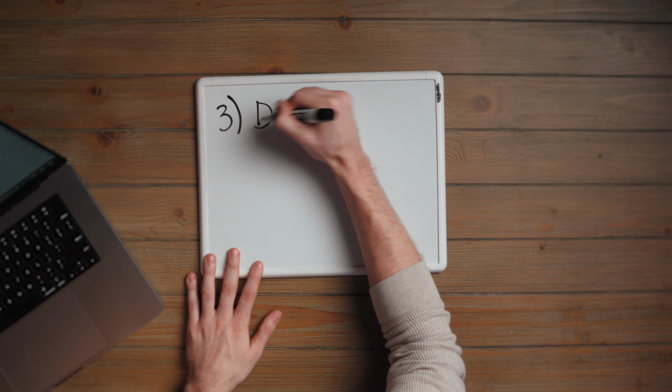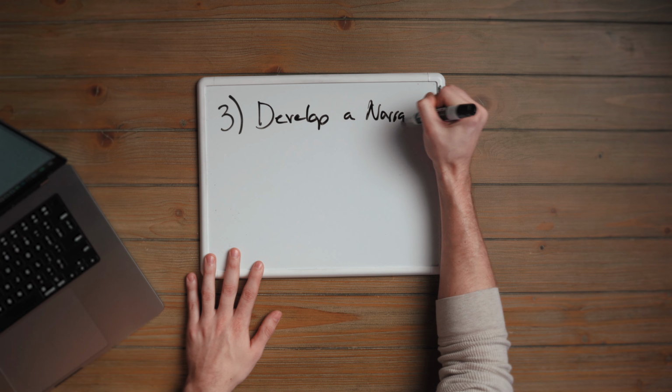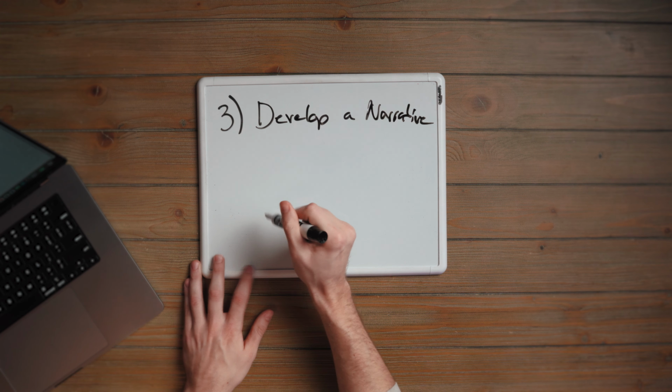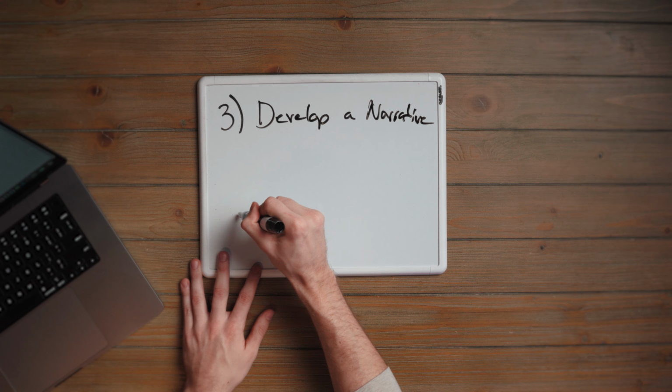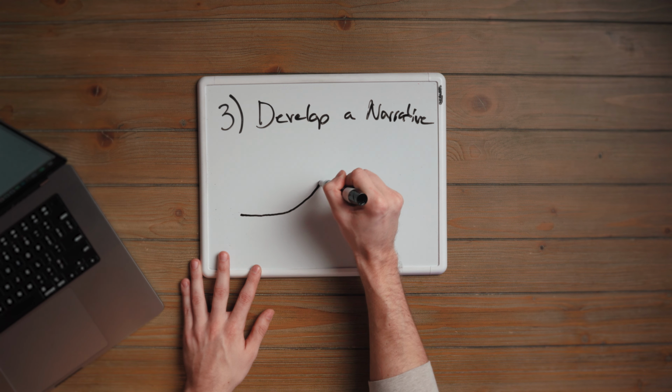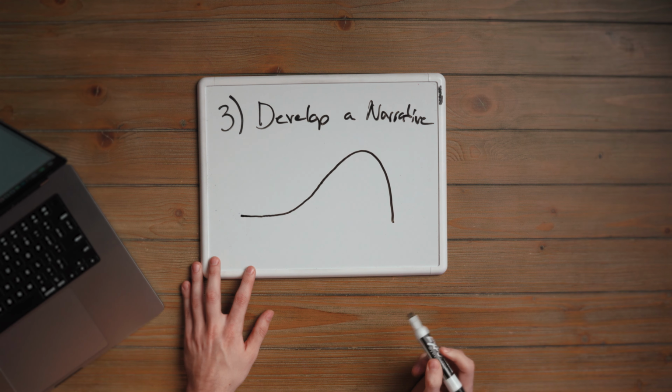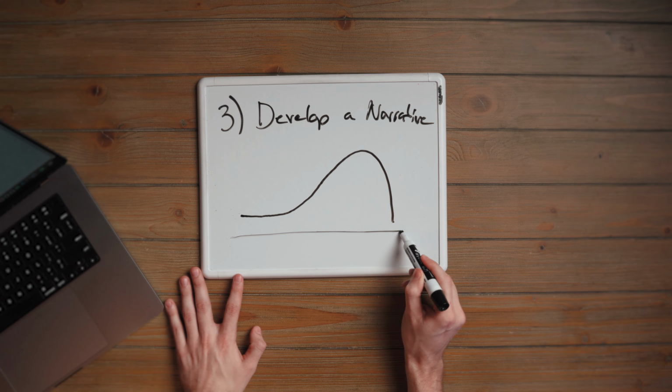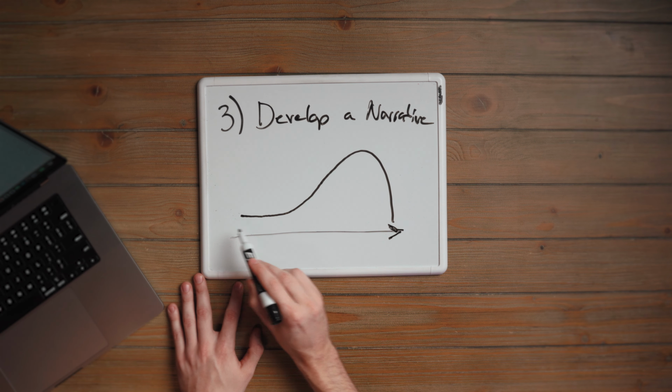Number 3, from your outline, you want to develop a narrative. Now, I'm sure you've all seen this graph from English class before, but you have the introduction, rising action, and then a falling action. Most stories follow this: time goes this way, and the story has this shape.